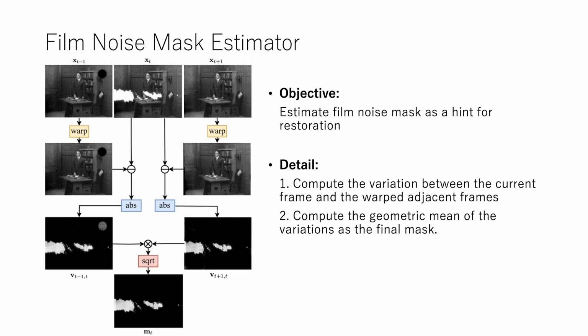The first part is the Film Noise Mask Estimator. It aids in estimating the film noise mask, which acts as a hint for subsequent restoration processes. In calculating the mask of the current frame, the estimator computes the variances between the current frame and the warped adjacent frames. The final mask is then derived by calculating the geometric mean of these variances.